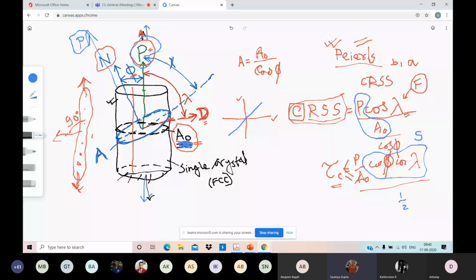Sir, can you please repeat it once more? Which part? This cos phi and cos lambda, Schmidt factor basically. Schmidt factor, yes, yes, yes.